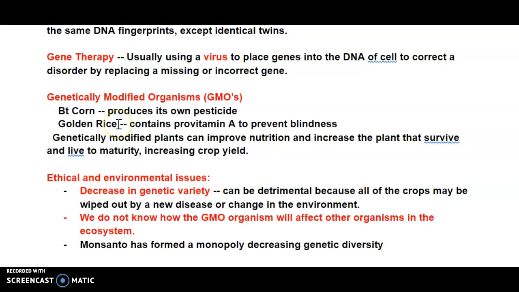Golden rice we talked about. Golden rice is very important to the diet, especially in third world countries where they rely mostly on rice, and that's the main staple of their food. They don't have a lot of other things to eat. A lot of children were going blind because rice on its own is not very nutritious. And they made golden rice, which has been genetically modified to produce provitamin A, and that helps to prevent blindness in those children. Genetically modified plants can improve nutrition and increase the plant's likelihood of surviving and living to maturity.